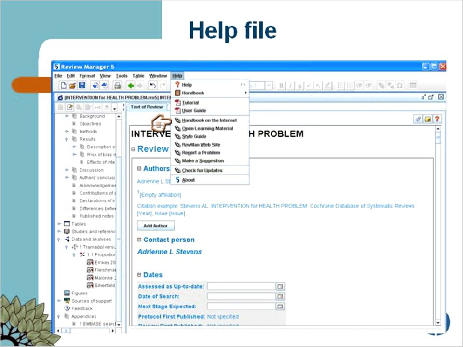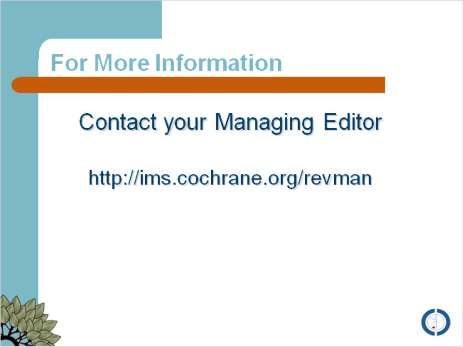There are also links to items on the internet. So for example, if you want to access the browsable version on the internet, you can do that. Important to note is the style guide, to make sure that when you're completing your review you're doing it in accordance with the style recommendations that the Cochrane Collaboration wishes you to follow, to ensure consistency across reviews. If you want a direct link into the RevMan site, you can go there, make a suggestion, etc. So that's the help file. And of course, you can always contact your managing editor if you have any specific questions regarding your review. You can also access the RevMan site at ims.cochrane.org.